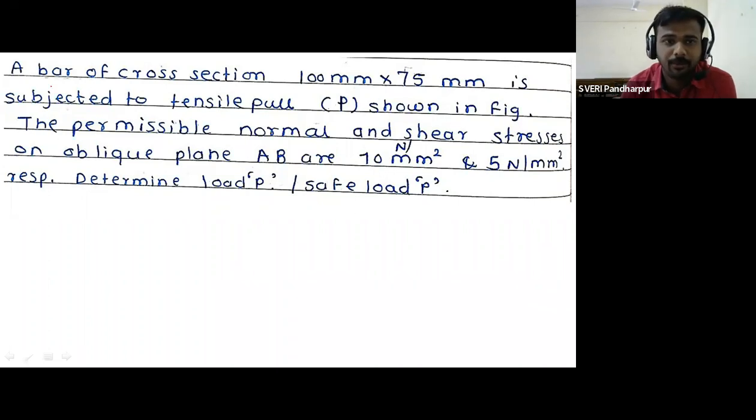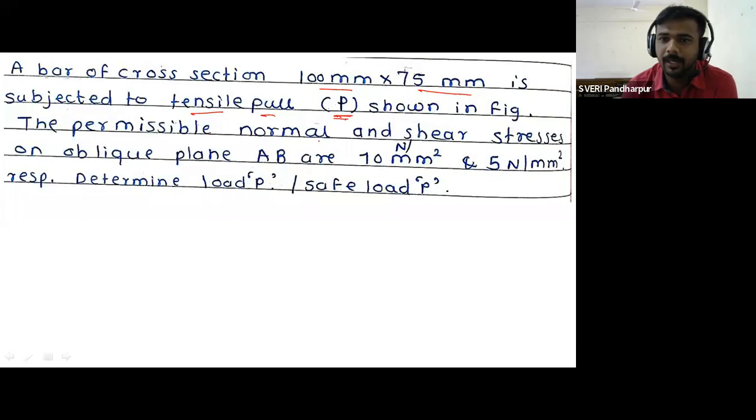So read the statement carefully. A bar of cross section 100 mm by 75 mm, that is B into D, the dimensions are given, is subjected to tensile pull of P shown in figure. So one bar is there, its cross sectional dimensions are given, that is 100 mm by 75 mm, and it is subjected to tensile pull. That means whatever force is applied is in tensile condition, but we don't have that value, and that value will be considered as a capital P. The figure is also given, that is shown in figure.